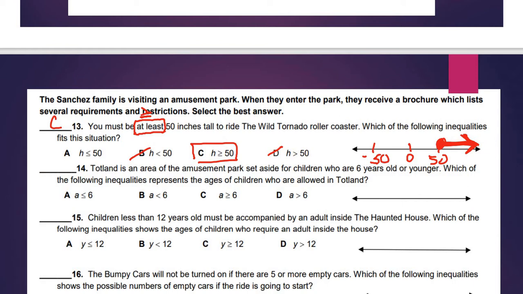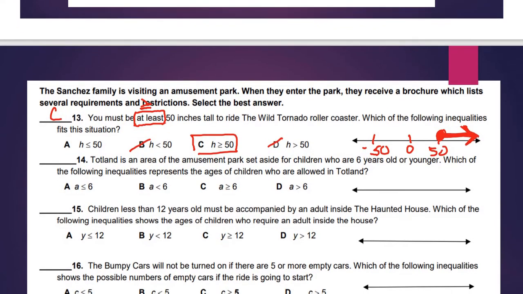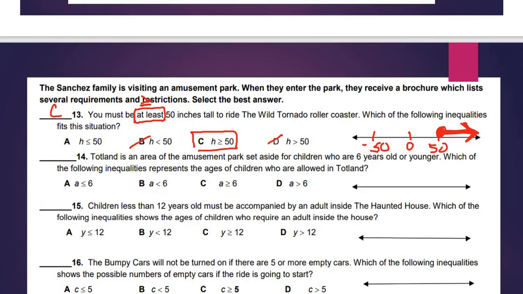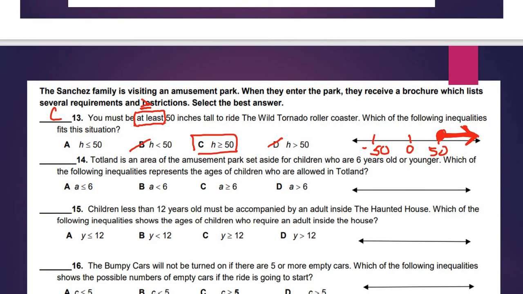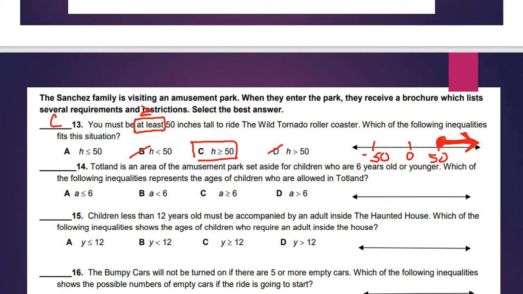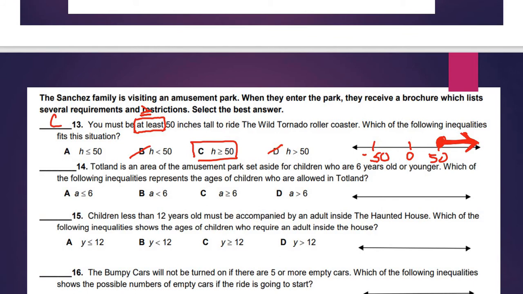Now look at number 14. Titling is an area of the amusement park set aside for children who are 6 years old or older. Which of the following inequalities represent the ages of the children who are allowed in titling? Now, when I look at this right here, we're looking at 6 years or older. So it has to be or right here.